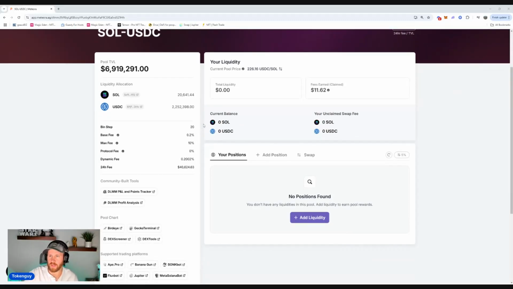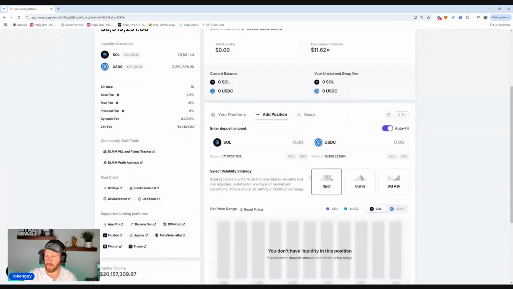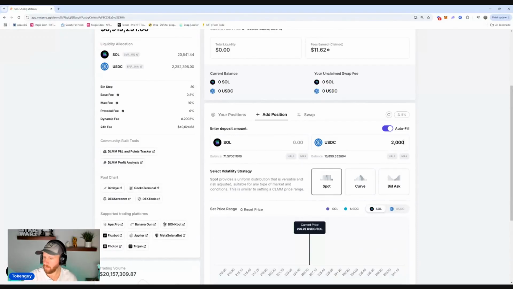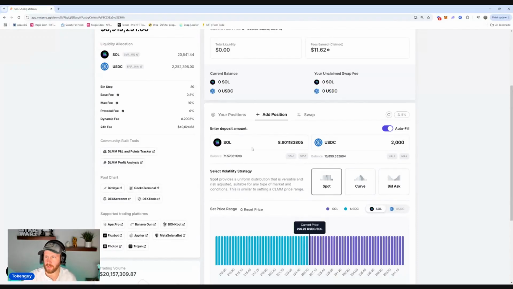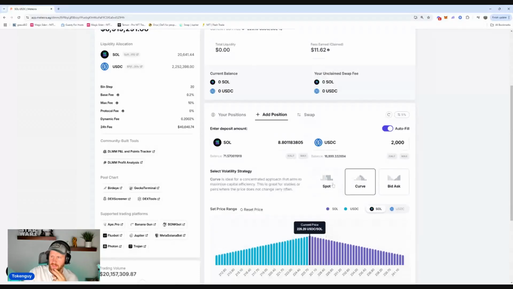And so we've already gone over kind of what everything means and how to set up a pool, so we'll go ahead and do that right now. We're going to do 2000 USDC and we're going to look at SOL here. So what we're looking at is different strategies that you can do. When you're looking at different strategies here, you have three different options to set up your pool: spot, curve, and bid ask.